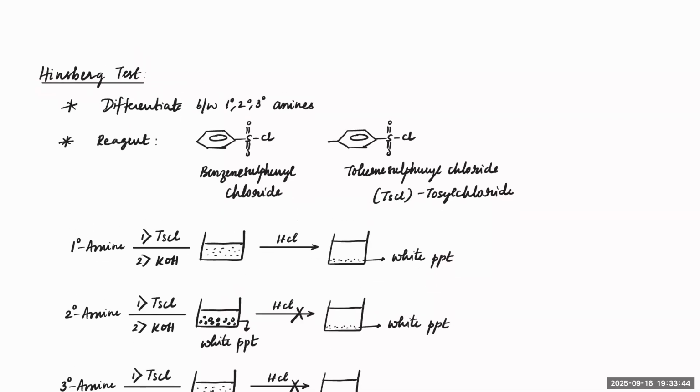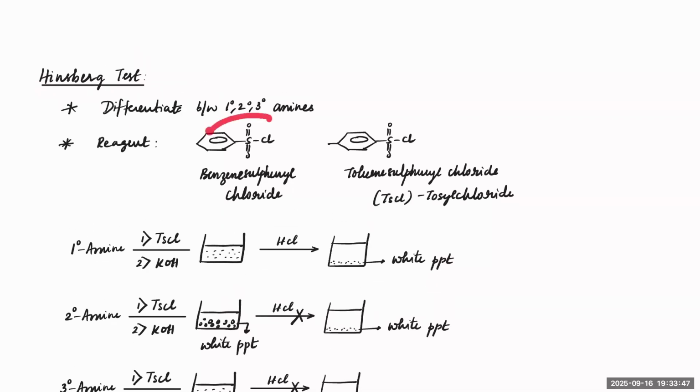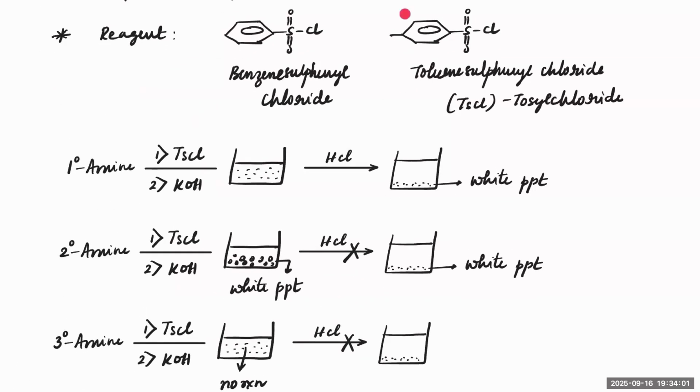For that, the reagent used is either benzene sulfonyl chloride or toluene sulfonyl chloride. Any one of them can be used. There is no problem. Both will give the same reaction. Now, let's say I take tosyl chloride, which is toluene sulfonyl chloride, with primary amine. What would happen?